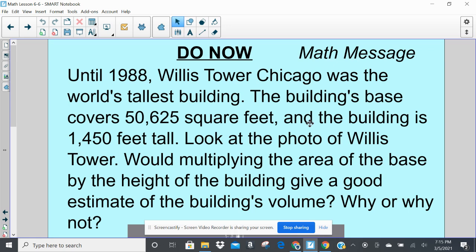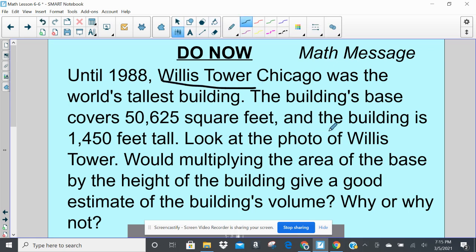Today, for our lesson, we are talking about the Willis Tower, which can be found in Chicago if you ever go to Chicago. So Chicago has the world's tallest building in 1988 called the Willis Tower. The building's base covers 50,625 square feet, and the building is 1,450 feet tall.